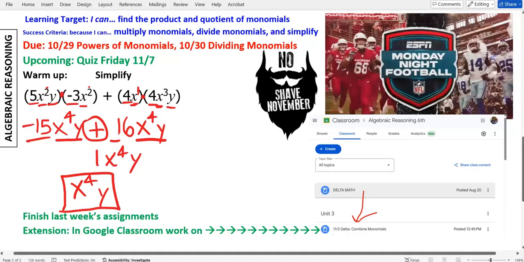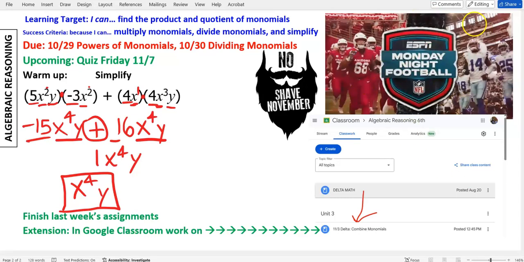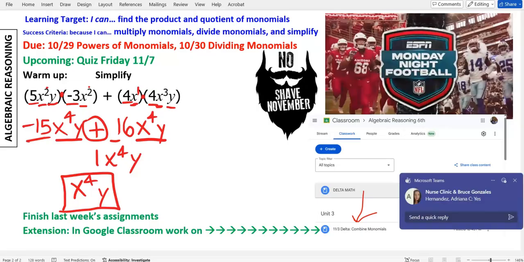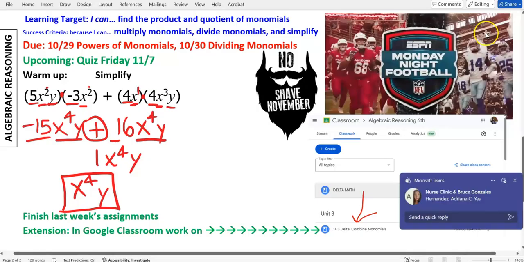All right, buddies. What you're gonna do is the assignments from the last couple of days. You see them over there. Powers of monomials, 1029, 1 through 15. And then dividing monomials, 1030. You see that? Number 1 through 15. Okay?